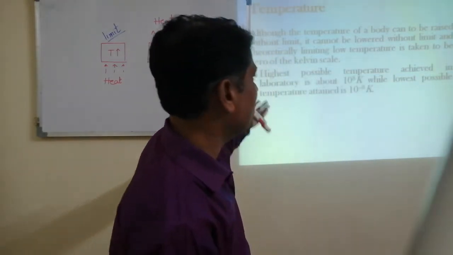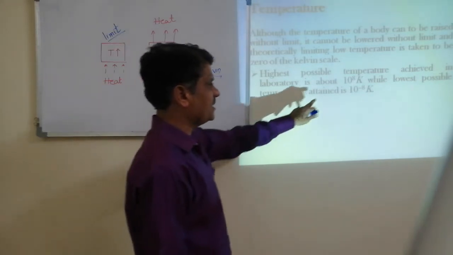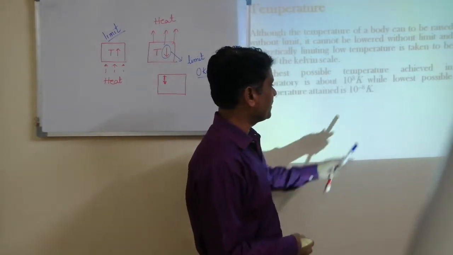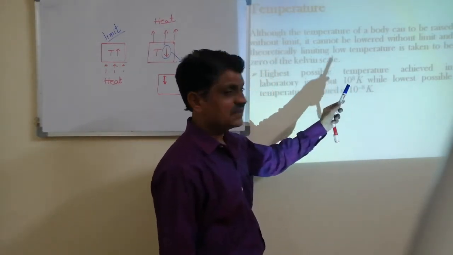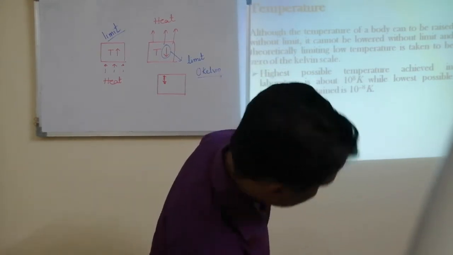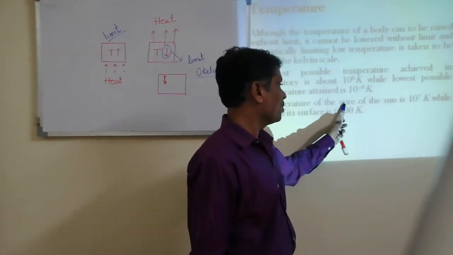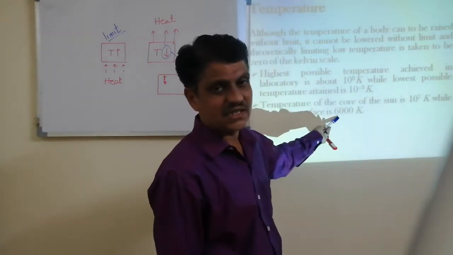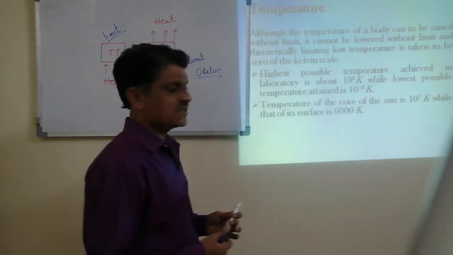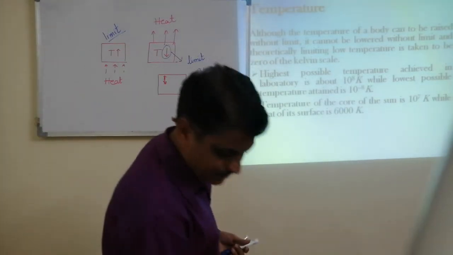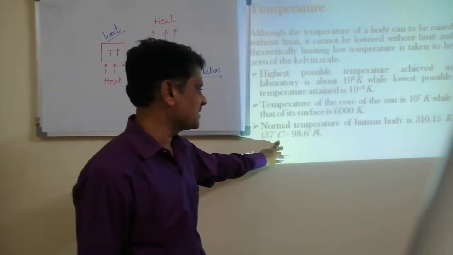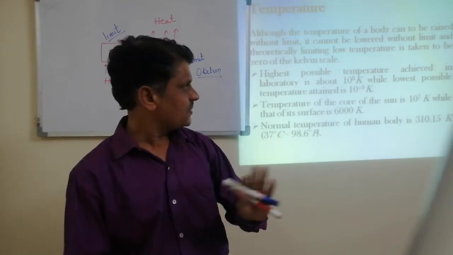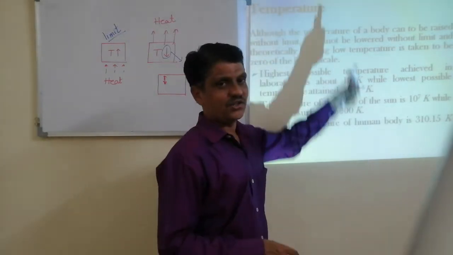The highest possible temperature achieved in our laboratory is 10 to the power plus 8 Kelvin, whereas the lowest possible achieved temperature is 10 to the power minus 8 Kelvin. The temperature of the core of the Sun is 10 to the power 7 Kelvin, while the temperature of the surface of the Sun is 6000 Kelvin. And you know what is the normal temperature of a human being? That is 37 degrees Celsius or 98.6 degrees Fahrenheit. So this is the basic of our temperature.